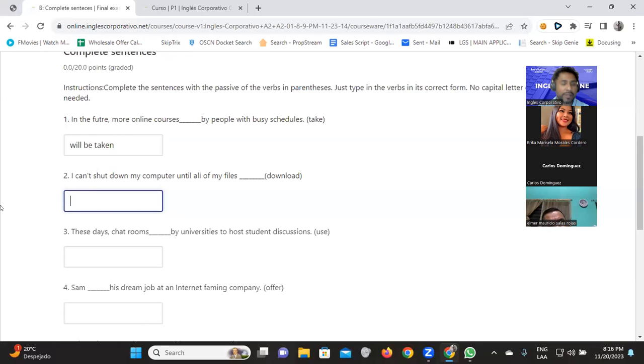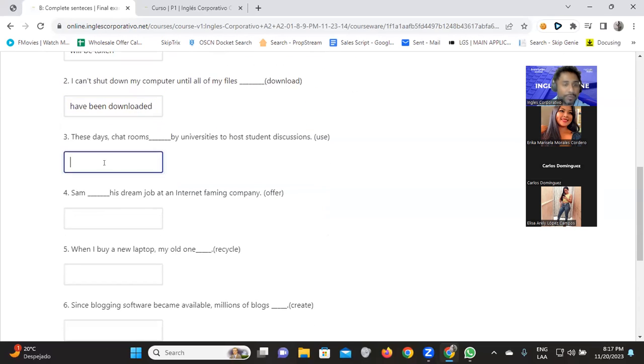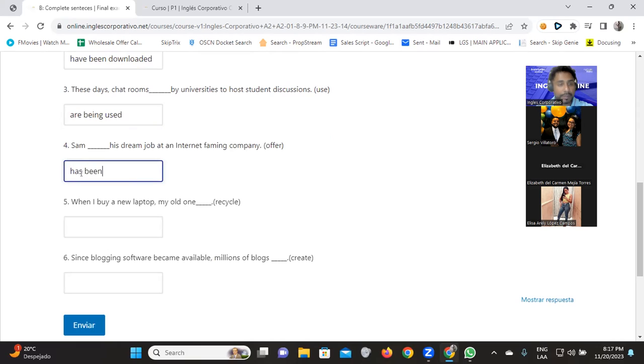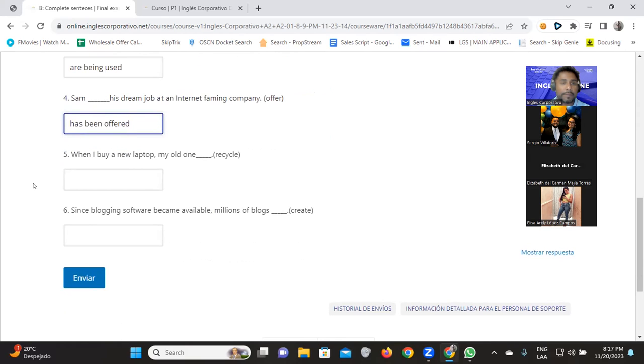Number two, I can't shut down my computer until all my files have been downloaded. Have been downloaded. Okay. Number three, these days chat rooms are being used by universities to host student discussions. Being used. Number four, Sam has been offered his dream job at an internet farming company. Has been offered.